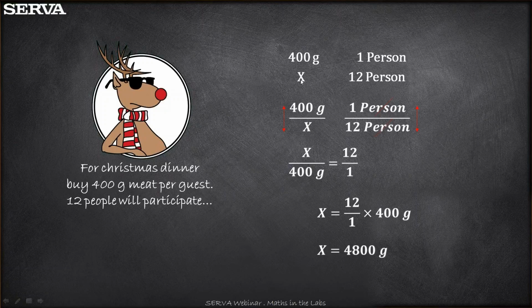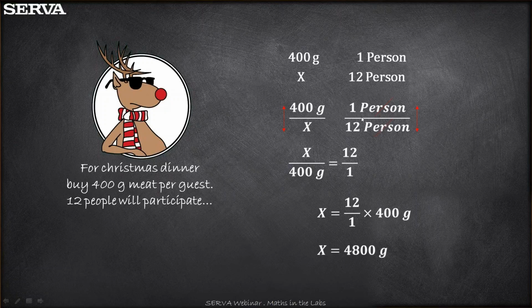So I draw a line between the same here and here, and I get a fraction then, and I try to put the X in the numerator. So I just switch both sides, and while doing this, same units, here person can be reduced right away. I write an equal sign between the two sides, and each side is multiplied with 400 grams, and voila, I have to buy 4.8 kilograms of meat.